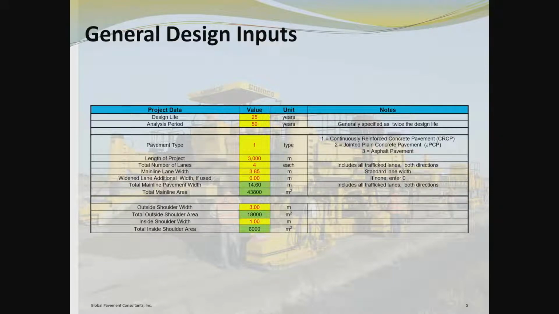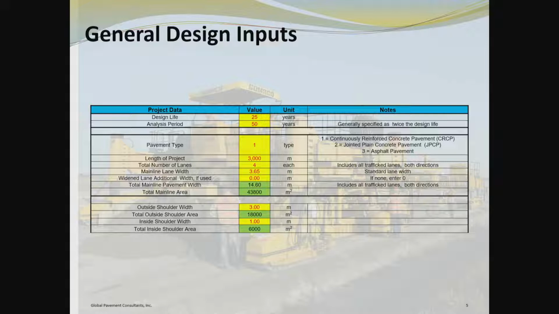So there's going to be 5 or 6 slides that are extractions from the spreadsheet, just to give you an idea as to what it looks like. So this is general design inputs. We put our design life in as, we've got 25 years, and you can change that to whatever number that you like. When you change that number, it changes the entire spreadsheet to reflect the design period that you've entered. So remember, we're doing an external design. We're taking those numbers, we're feeding it into the spreadsheet. We're going to analyze this for 50 years, which is twice the design period. We put in 3 different types of pavements in the spreadsheet: CRCP, jointed plain, and then asphalt pavement.